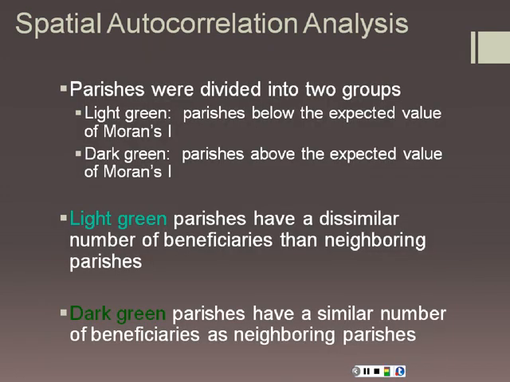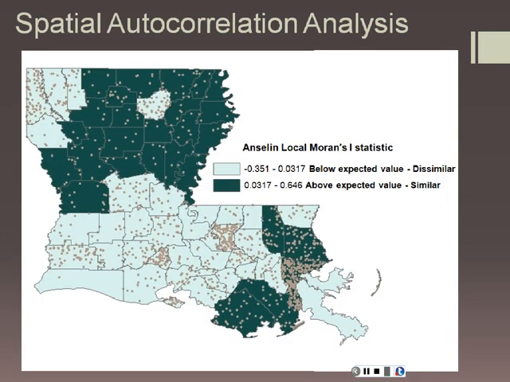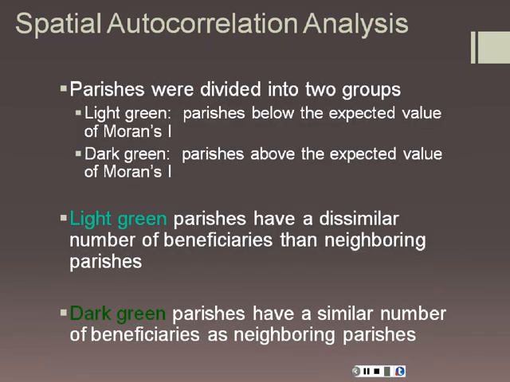So in that case, parishes were divided into two groups because they don't talk about counties necessarily. Light green would be below the expected value of claims clustering. So what would that mean? One parish has high claims, whereas its neighbor has low claims. And then parishes above the expected value would be dark green. Basically, light green parishes have a dissimilar number of beneficiaries, so those receiving the benefits of a healthcare claim, than neighboring parishes, and then these dark green ones have a similar number, so they're like their neighbors.